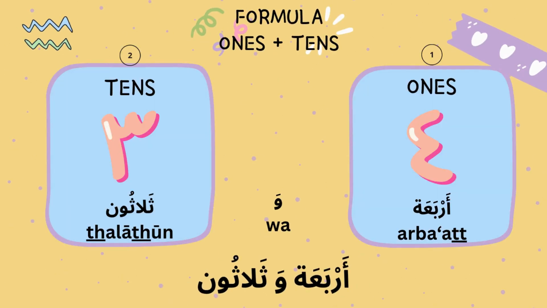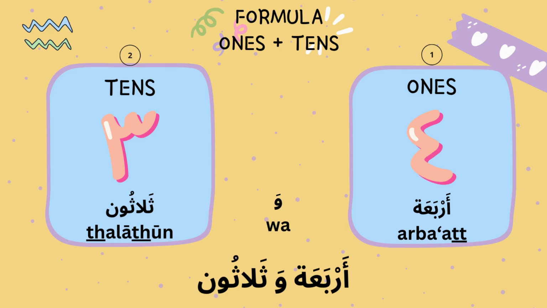Let me show you a simple way to form bigger numbers. It's actually very easy once you understand the pattern. We use this structure, ones plus wa plus tens. The word wa means and. Let's look at this example.